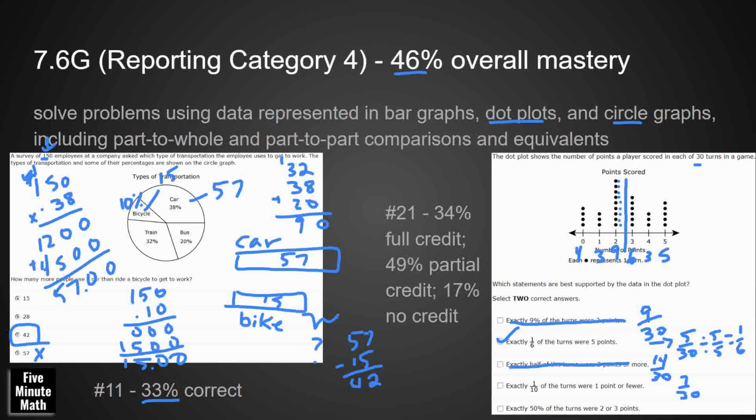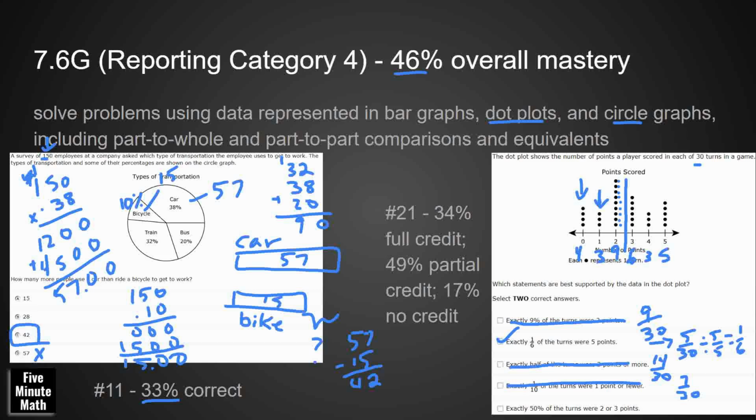That does not simplify to 1/10. 3 out of 30 would simplify to 1/10. So if you just did the 3, that would simplify, but you had to do the 3 and the 0 because it's 1 point or fewer. So it's not this one, so it should be that last one.